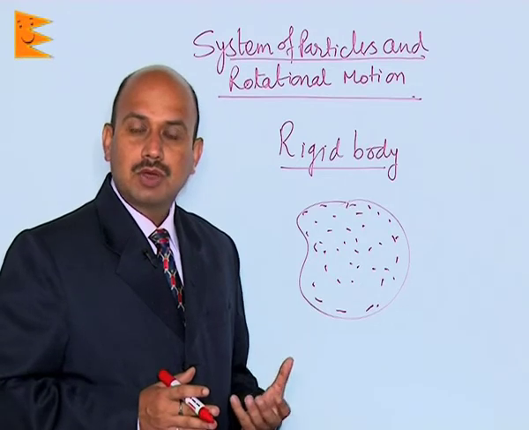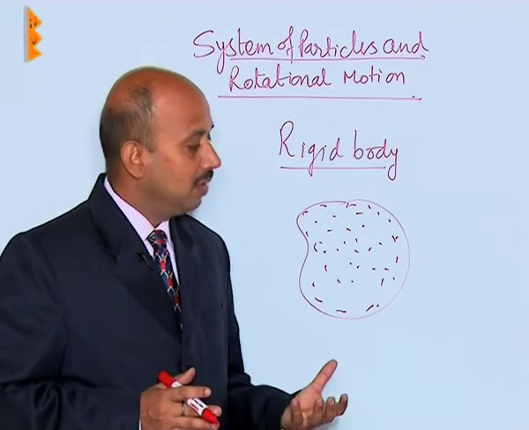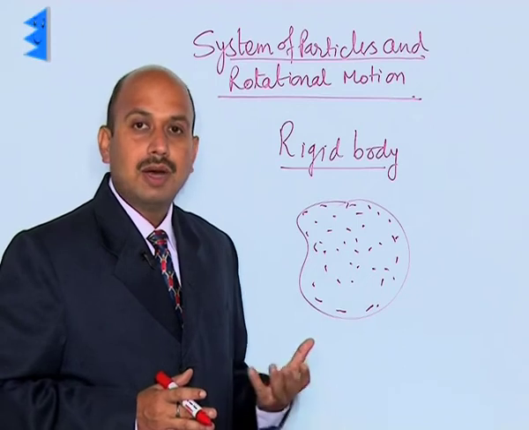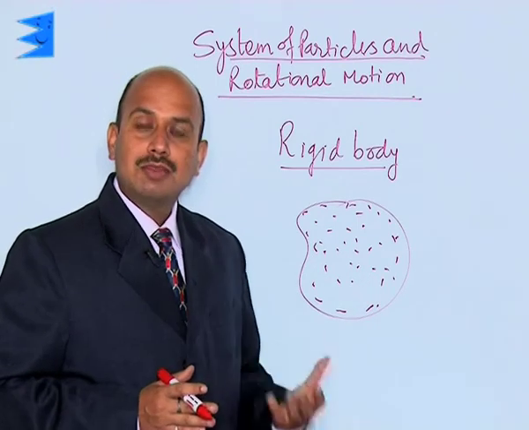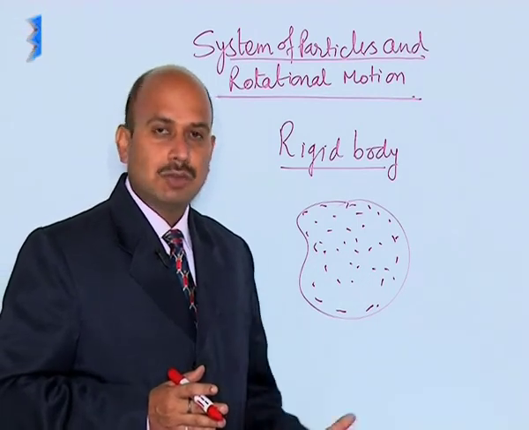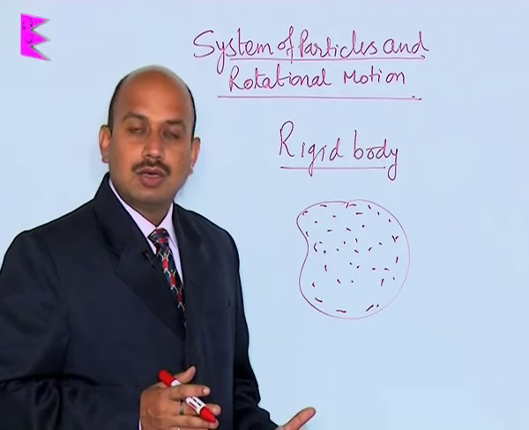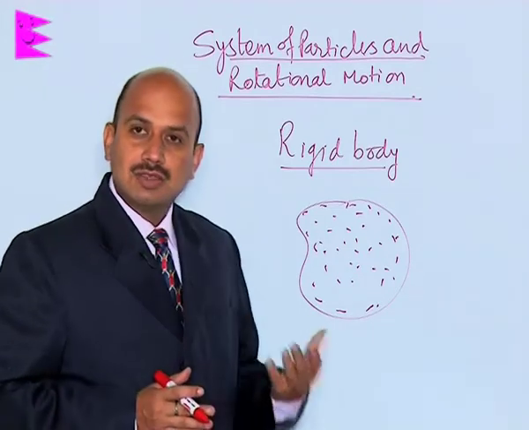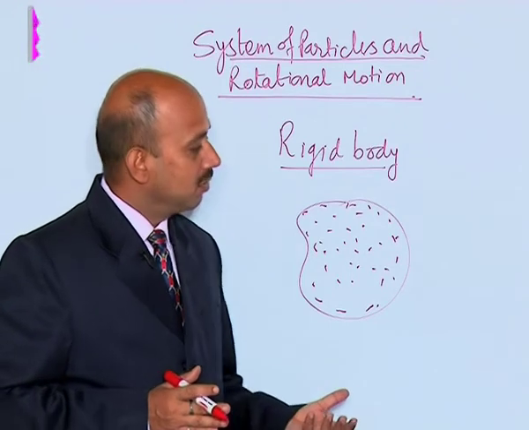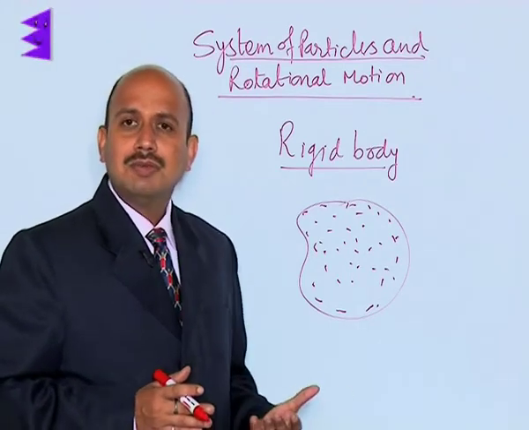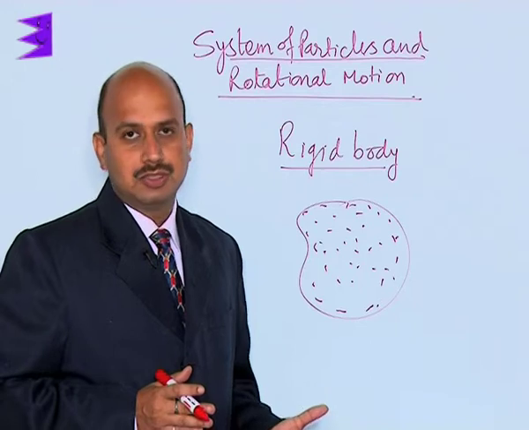But actually, truly, there is no body which is perfectly rigid, because when we apply some external force, there is some deformation in each and every body. So obviously there is a change in the distances between the particles of the system. So we can't say that every body is ideally rigid.